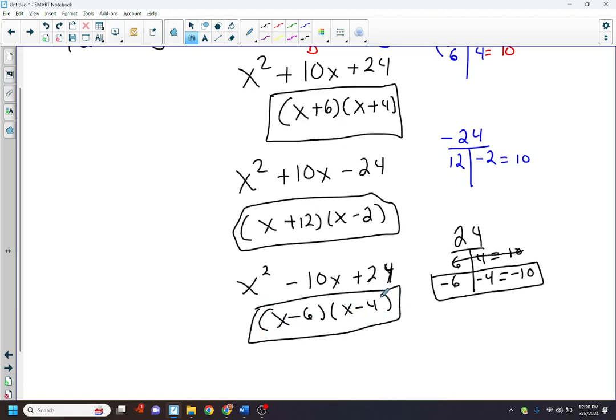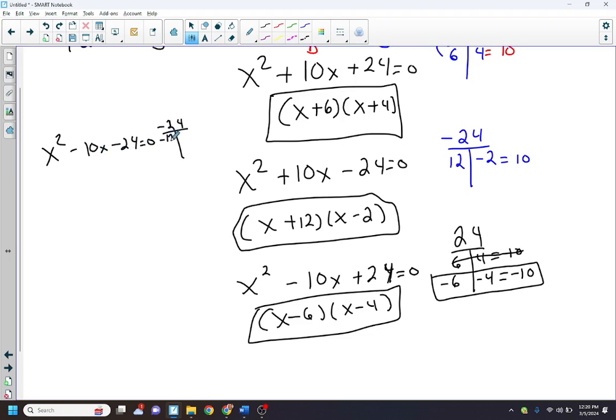What's important to know is that any type of these questions, I can always set equal to 0. So if I set it equal to 0, it adds an extra step to it. So let's do the last version. x squared minus 10x minus 24 equals 0. So I need things that multiply to negative 24 that add to negative 10.